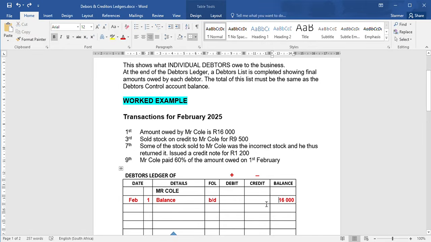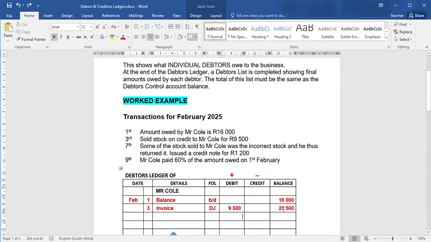Then the next transaction says sold stock on credit to Mr. Cole. If you sell stock on credit, you're going to give the debtor an invoice. So in this column here, you're going to use the name of the document. You then ask yourself, does the debtor owe you more or less? And obviously if you sell on credit, the debtor is going to owe you more. So you're going to put the amount into the plus column.